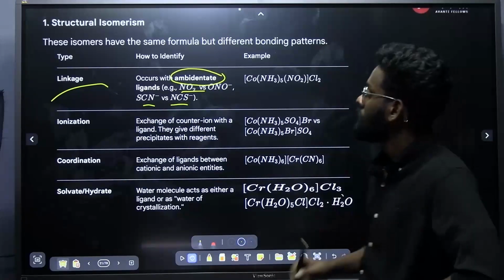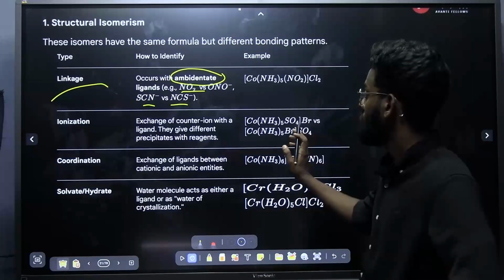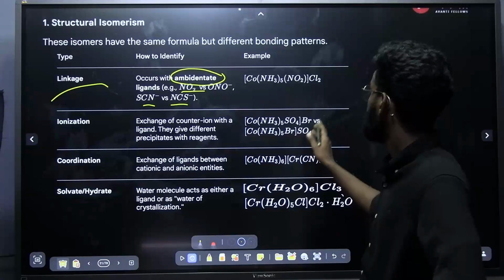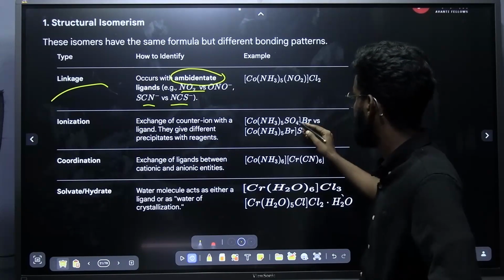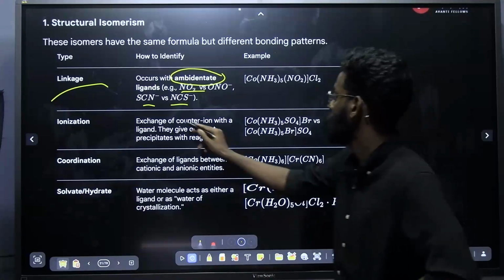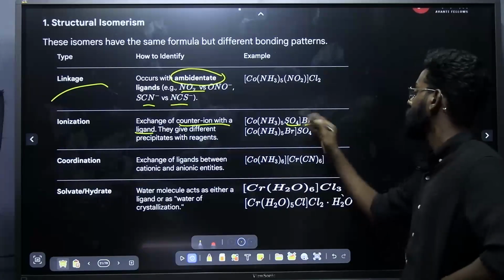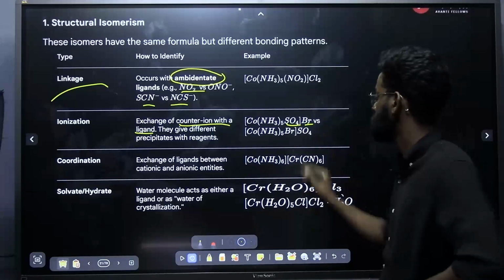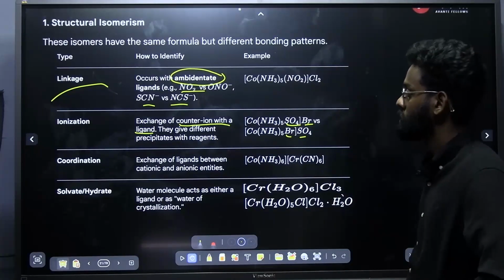Now ionization isomerism. If you see coordination compounds in which there is a counter ion, and there is exchange of the counter ion and the ligand, in those cases you can say that is ionization isomerism. Exchange of counter ion with the ligand. Here you can see SO4 and Br have exchanged. Br comes inside the coordination sphere, [Co(NH3)5Br]SO4. So these types of compounds are called ionization isomers.